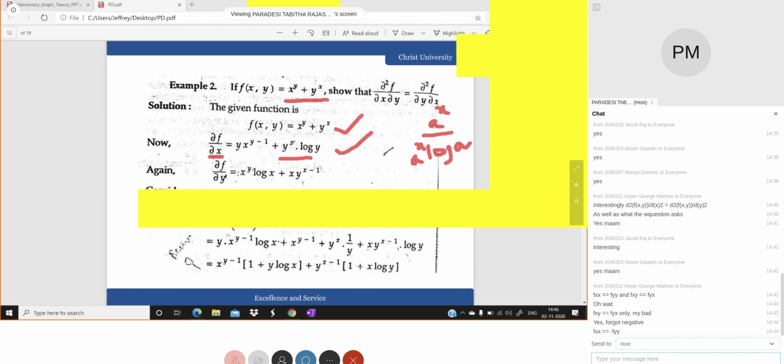Next, we want to find fy. To find fy, go to the first term. y is a constant in x power y, so you get x power y log x with the same formula. And for y power x, because x is a constant, you get the derivative to be x into y power x minus 1. Is it clear or is it a repeat?